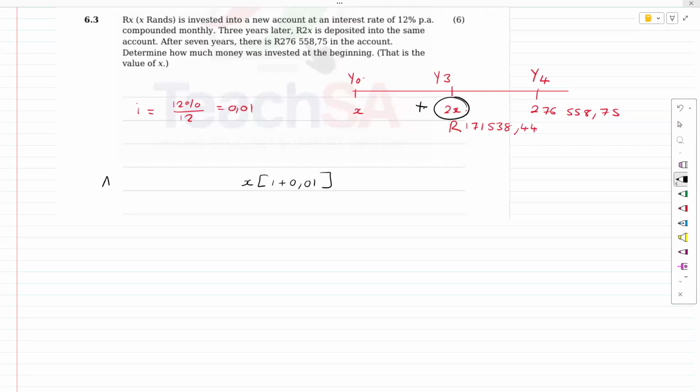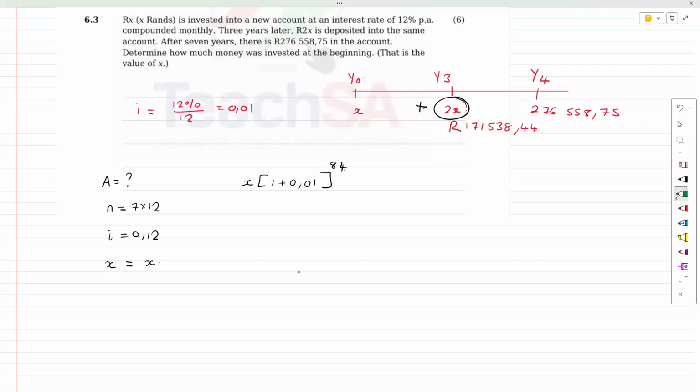this is A. A is unknown. We don't really need it. I know for a fact N is 1, 2, 3, 4, 7. 7 times 12, 84 months. I know I is 0.01, and I don't know what X is, but X is basically X. Okay, so that's fine. That's 84.